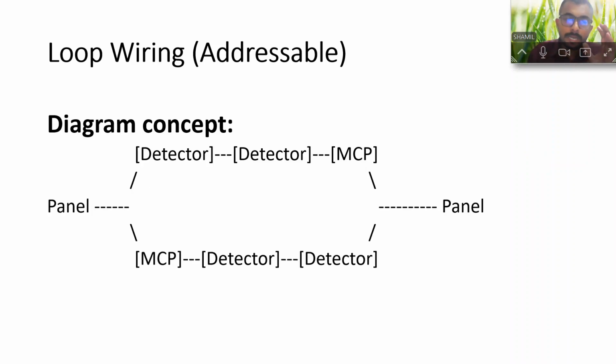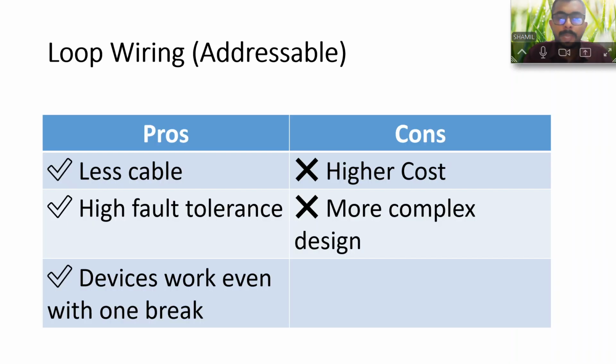So if you see over here, this is the panel, and it goes through all the devices, and then it comes back to the panel. It's just a diagrammatic representation. Okay. So the loop wiring, let's go through the pros and the cons. The pros: loop wiring will use less amount of cable when compared to the conventional system. It has high fault tolerance. Again, we are postponing the discussion on fault tolerance until after a few slides. And the third advantage is that the devices even work with one break in the circuit. As I said before, the communication for an addressable loop wiring is bidirectional. So even if there's a break in the circuit, the communication will still happen from either side.